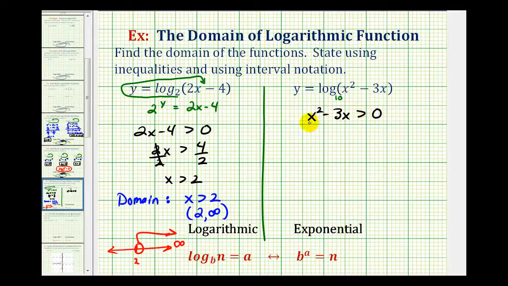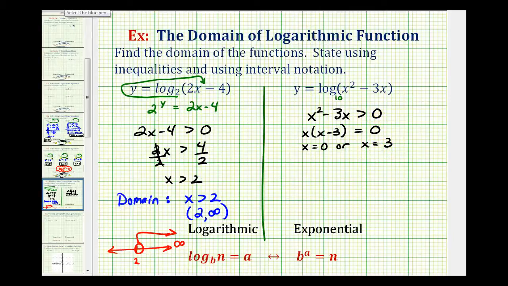To solve a quadratic inequality, we first find the solutions as if it was an equation. So this does factor, so we want to first solve the equation x times the quantity x minus 3 is equal to 0. Well, this would be 0 when x equals 0, or when x equals 3. So these are the values of x where it would be equal to 0. We want to find the x values where it's greater than 0.